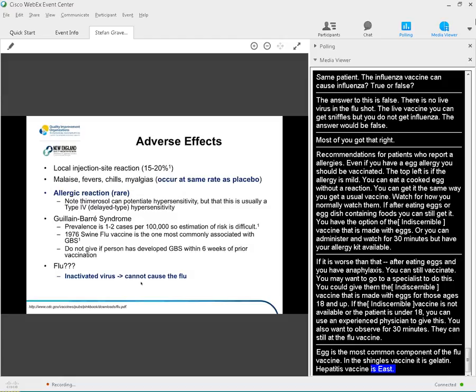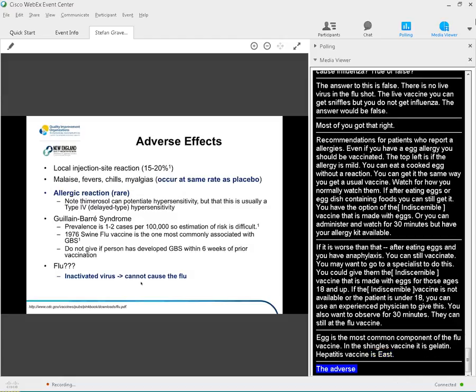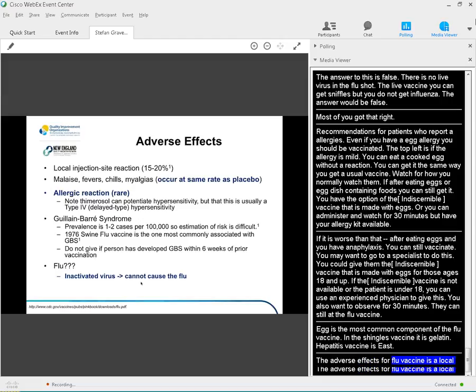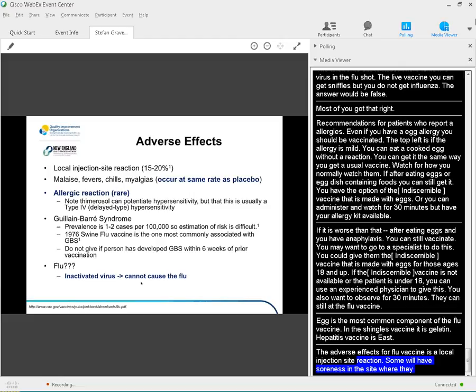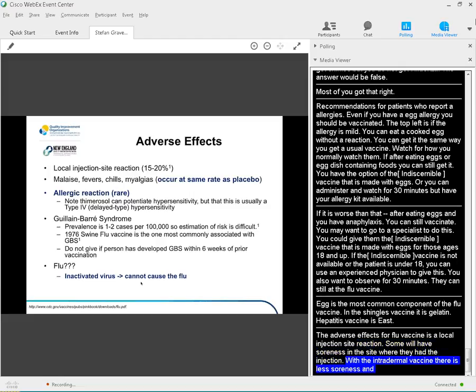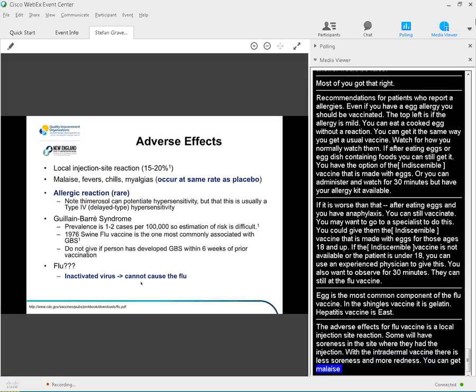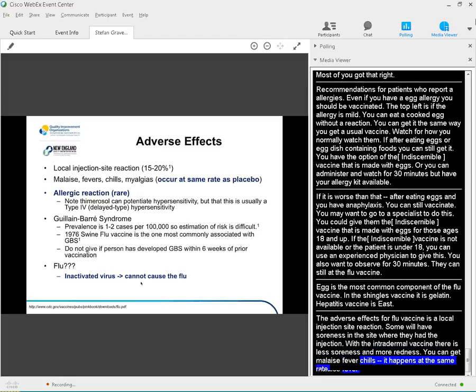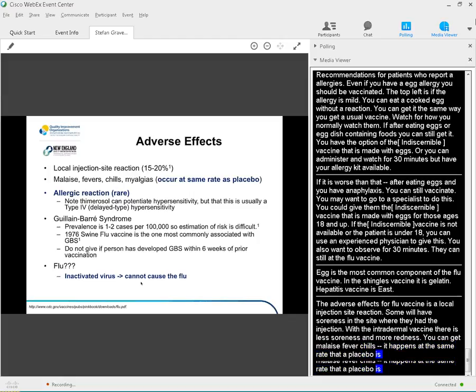So the adverse effects for flu vaccine is a local injection site reaction. 15 to 20% will have some soreness or redness at the site of the injection. With the intradermal vaccine, there's usually less soreness and more redness. You can get malaise, fevers, chills, myalgias. Remember, that's from the cytokines that are being produced against the vaccine. It happens at the same rate as when a placebo is given. Allergic reaction is rare. Thimerosal can potentiate hypersensitivity, but this is usually a type 4 delayed sensitivity, so it doesn't happen while they're in the office.